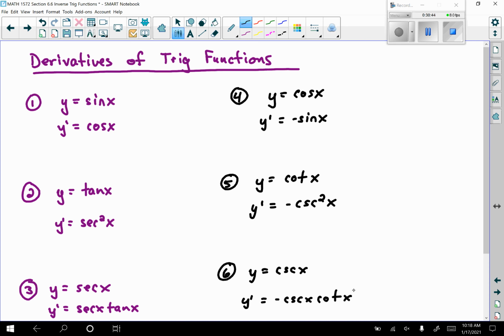The reason I have the 4, 5, and 6 listed separately in their own column is because, if you notice, all of their derivatives are negative. Everything for 1, 2, and 3, those derivatives are positive. Also, 4, 5, and 6 are all the trig functions that start with a c: cosine, cotangent, and cosecant. So that's a nice, easy way to get a good visual to remember those. Now let's take a look and make a list of the derivatives of the inverse trig functions.